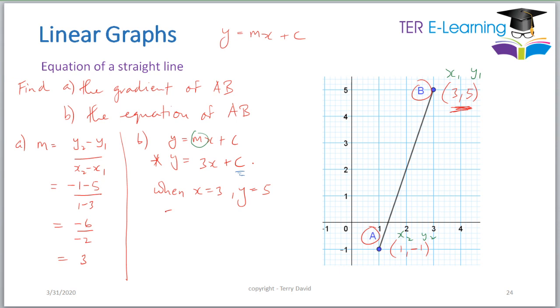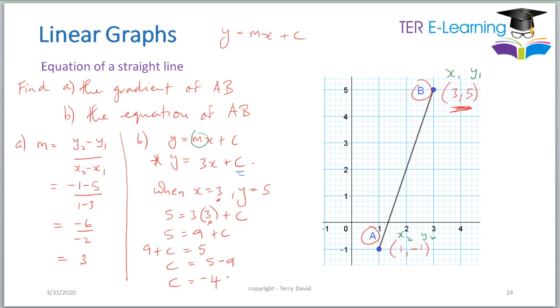So what I'm going to do now is substitute those two values into this equation here. So therefore 5 is equal to 3 multiplied by x, which is 3, plus c. This 3 here is from this. So therefore 5 is equal to 3 3s are 9 plus c. What I teach my students, I tell them write it as 9 plus c is equal to 5. Because if 5 is equal to 9 plus c, then 9 plus c is equal to 5. So therefore c is equal to 5 minus 9. Therefore c is equal to -4.